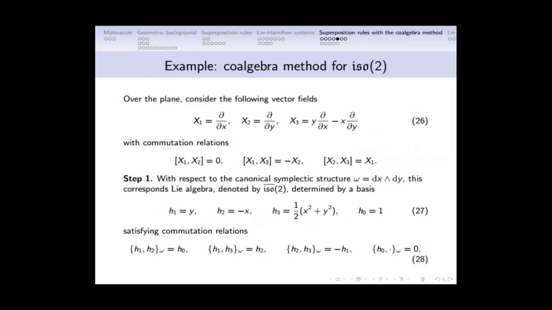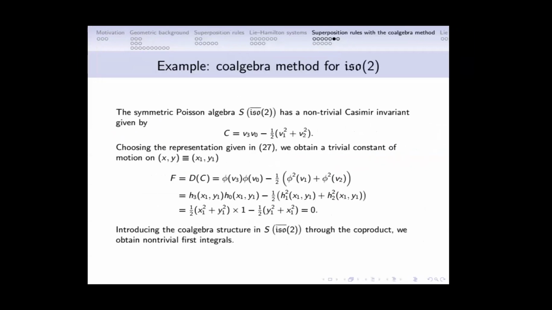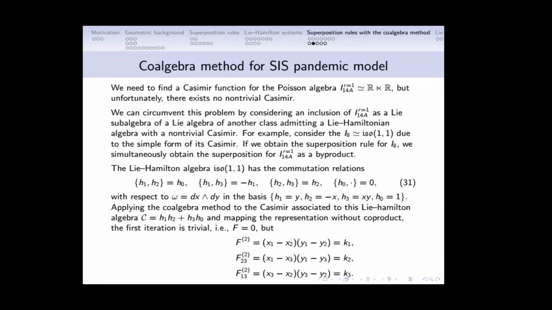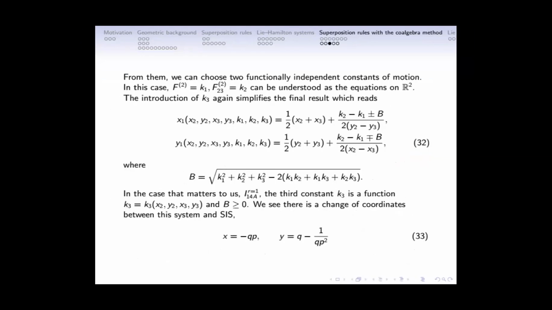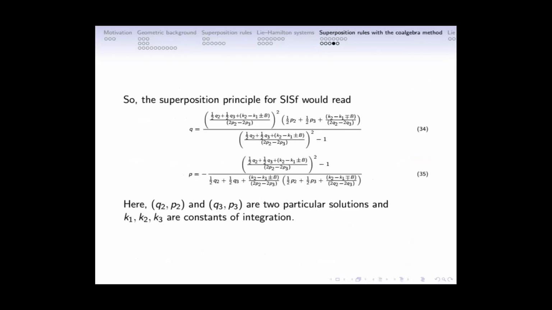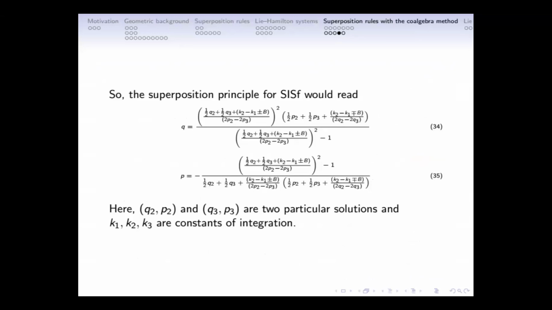So going a bit faster, you're able to retrieve a superposition rule as well for the SIS pandemic system. But in this case, this is the solution that I get. Wait, I have it written in other coordinates. Let me show you the next slide. This one. So this is the solution again for my x and my p.